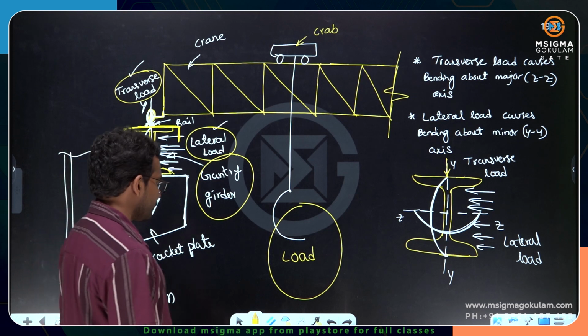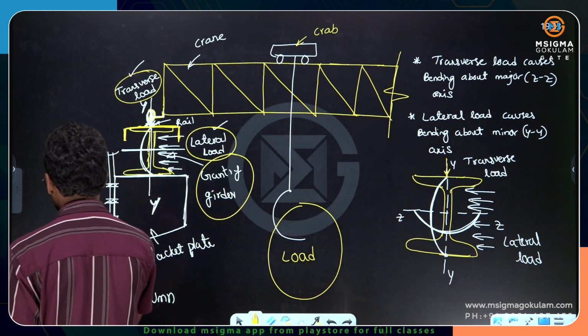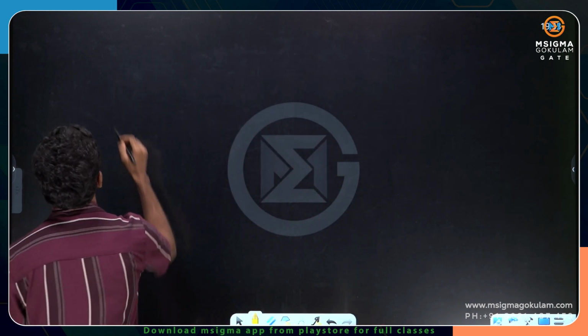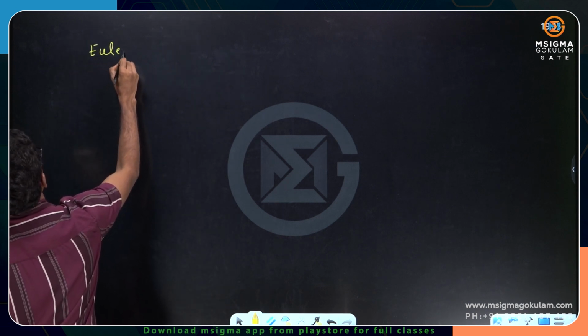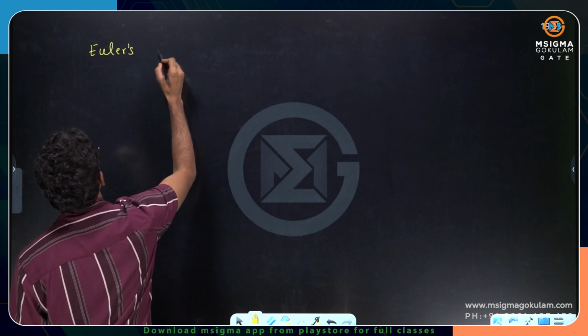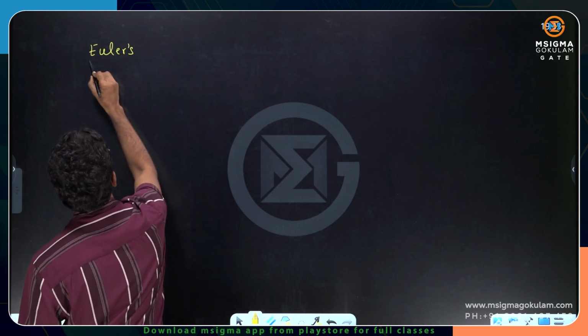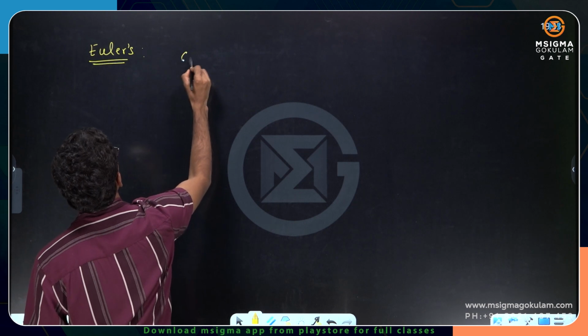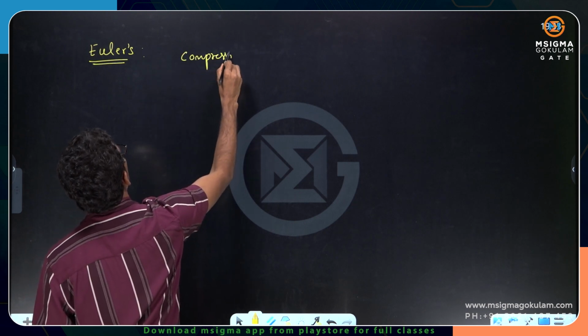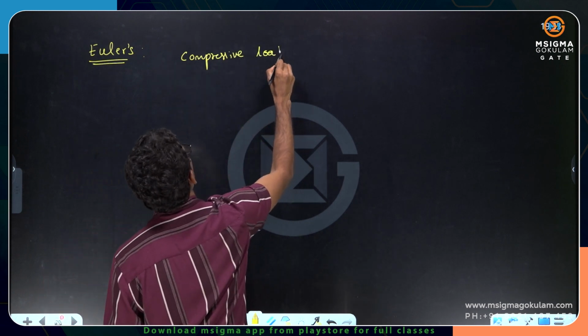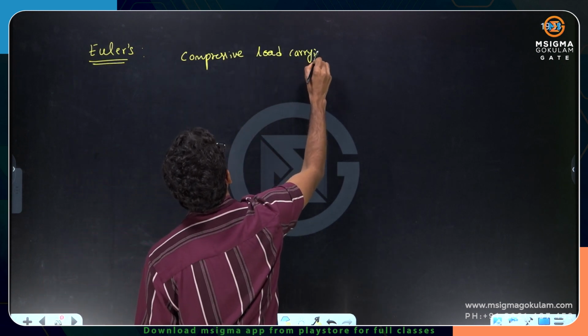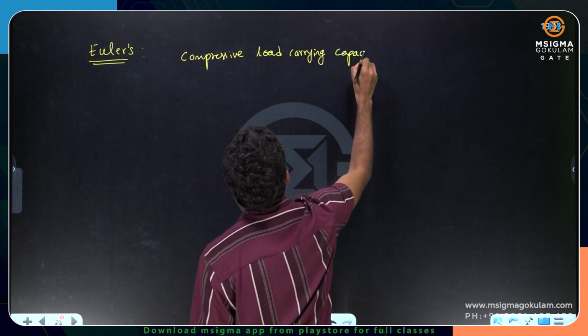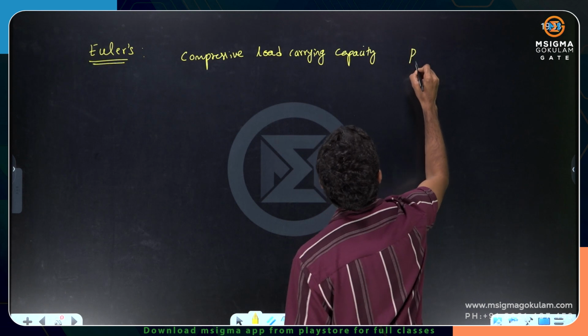Okay, now coming to another thing, why are heavy beams provided for columns? There is a reason. Euler's critical load carrying capacity of compression members, as per Euler's formula. If you want to find the compressive load carrying capacity as per Euler's theory, the critical load PCR is given by a formula.